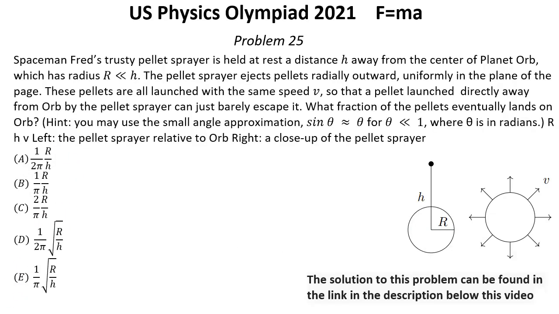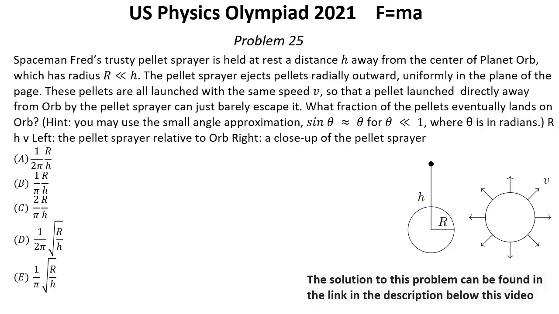Problem number 25. Displacement Fred's trusty pellet sprayer is held at rest a distance h away from the center of a planet Orb, which has radius big R much less than h. The pellet sprayer ejects the pellets radially outward, uniformly in the plane of the page. These pellets are all launched with the same speed v, so that a pellet launched directly away from Orb by the pellet sprayer can just barely escape it. What fraction of the pellets eventually lands on Orb?